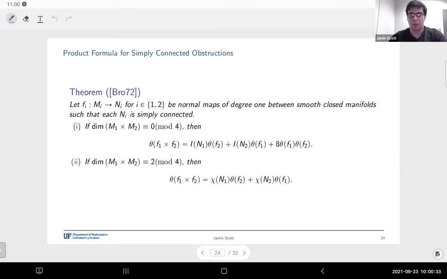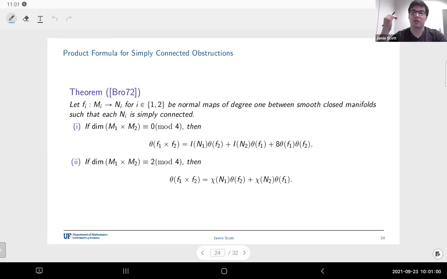And if the dimension of the product of M1 and M2 is congruent to 2 mod 4, then we have that theta of the product is equal to the Euler characteristic mod 2 of N1 times the surgery obstruction of F2, and again, the Euler characteristic mod 2 of N2 times the surgery obstruction of F1.